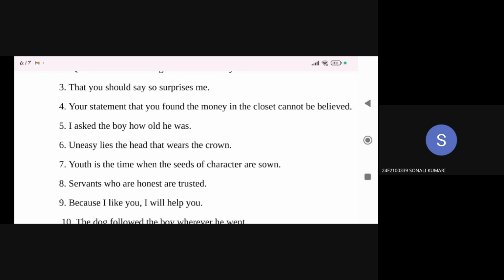Ma'am, it's also adjectival because it modified the time. Yeah, that's what I'm checking. The time when the seeds of character are sown. This is actually adjectival, not adverbial. So basically, description of the time, right? Time when the seeds of character are sown. It's describing the time, so it's not adverbial here. Got it? Be careful about this.